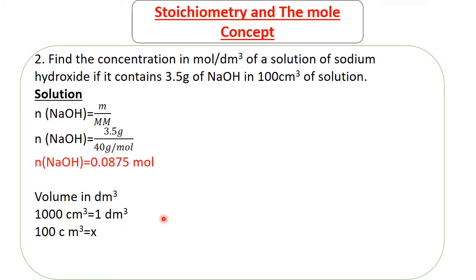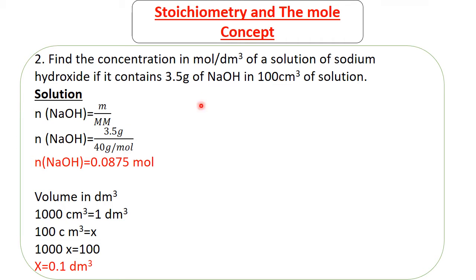When we cross multiply, 1000 times x is going to be 1000x, and 100 times 1 is going to be 100. We can divide both sides by 1000. We're going to get 0.1 decimeter cubed. So when you are given any value in centimeter cubed, just divide it by 1000. You're going to get the decimeter cubed equivalent of that number.